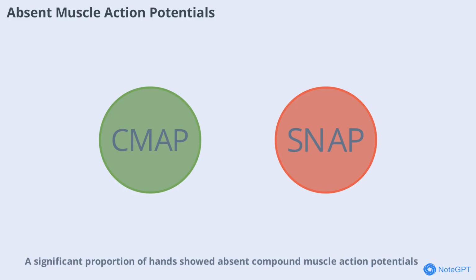A significant proportion of hands showed absent compound muscle action potentials, CMAPs, and sensory nerve action potentials, SNAPs, in the affected muscles. This absence is a hallmark of severe nerve damage and advanced atrophy. In some cases, alternative recording sites such as the second lumbrical muscle were used to improve diagnostic accuracy.